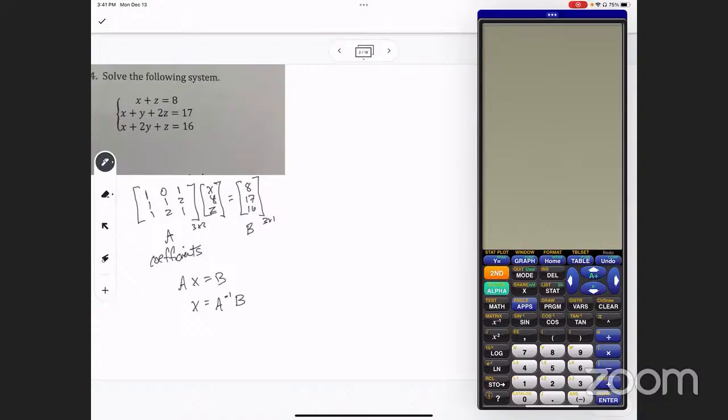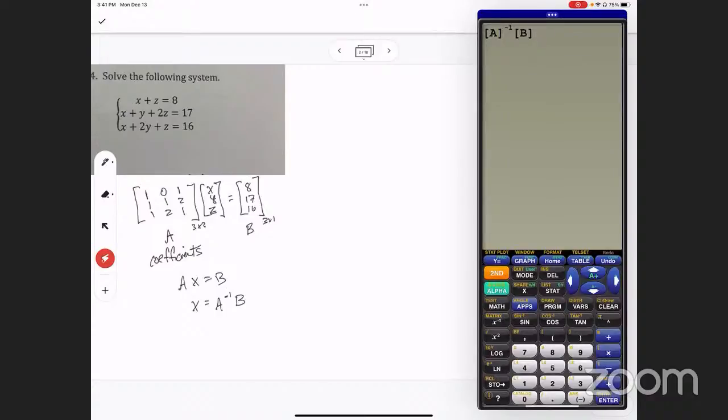I guess I don't have letters on this. So I'm going to go back to matrix, and I'm going to grab that A matrix, hit enter. And then you see this little sign I had to use. Look over to the left. You see that little inverse symbol? That happens to be underneath the matrix button. So hit that, and then go back to your matrix and type in the B button.